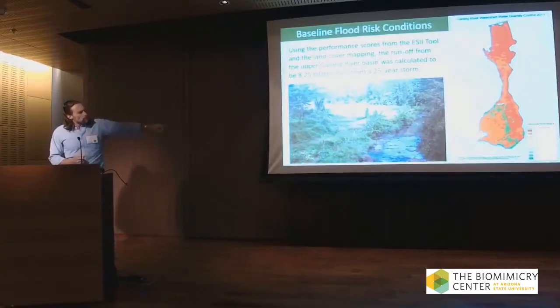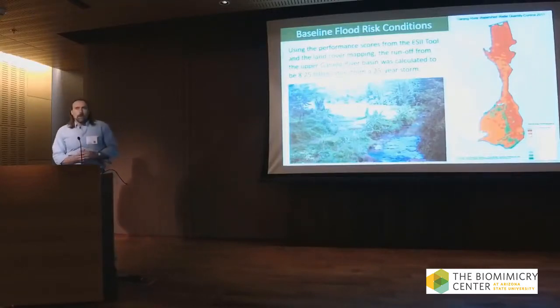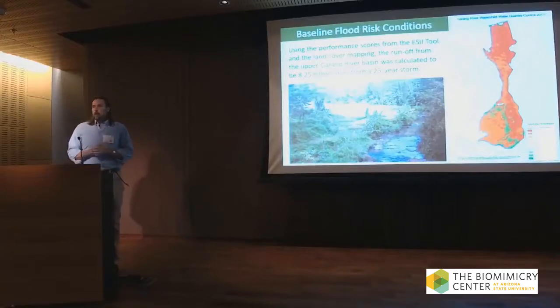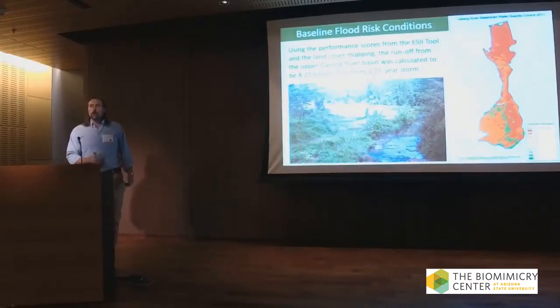That orange blob in the lower left, that's actually the remnant tropical forest. And your first thought would be, well, I would think that would perform well. Turns out the only place they have remnant tropical forest is where it's really steep slopes with clay soils. So, but what this did was it allowed us to characterize the watershed and start to think about, okay, so how is it performing? Using the tool, we did some calculations. We realized that the upper basin is currently sending down into the lower basin 8.25 billion liters when they have a 25-year storm event.